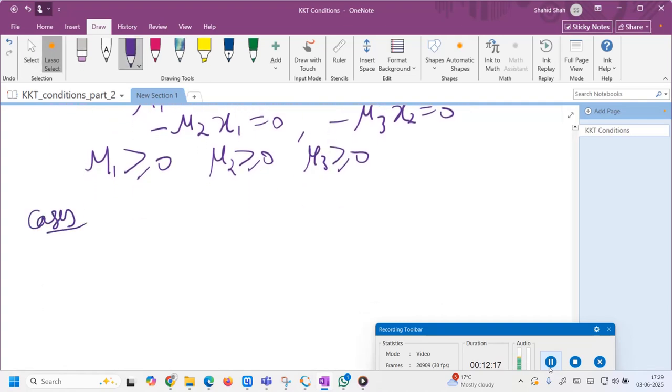Now we'll see several cases. So the first condition you have is mu1 times x1 plus x2 square minus 2 equal to 0. This will have only two implications.